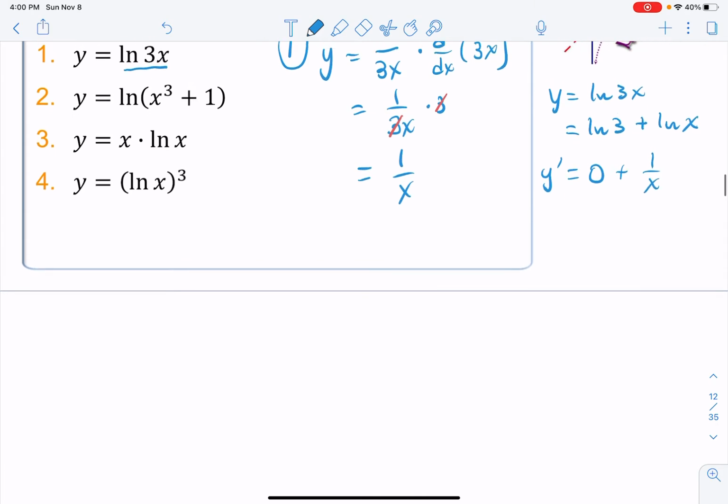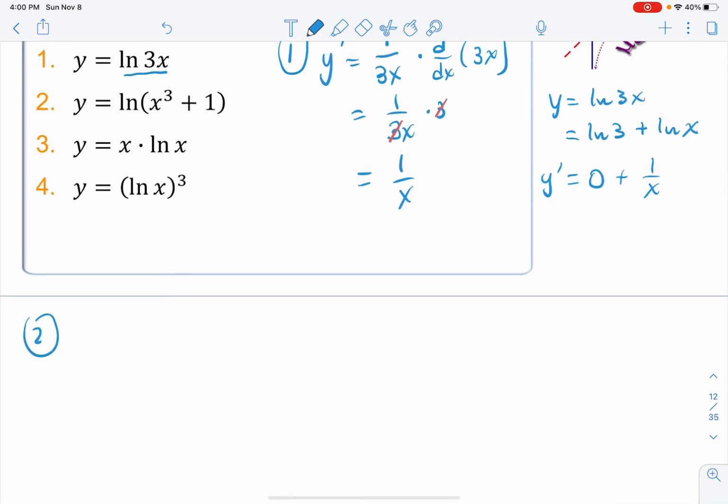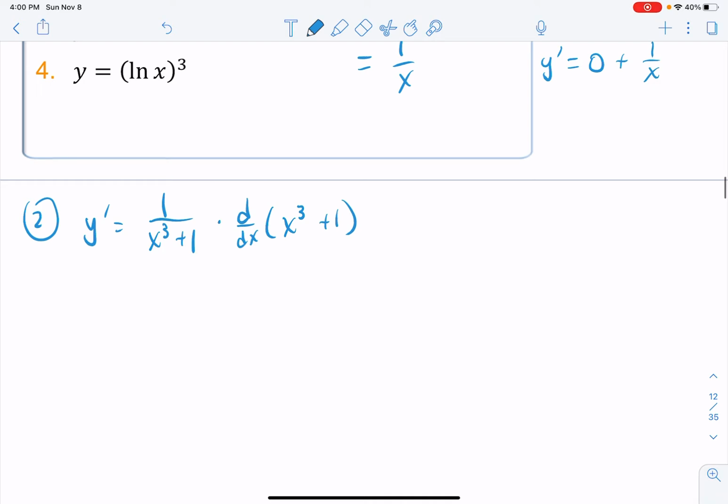All right, let's look at number 2. y is equal to the natural log of x cubed plus 1. Again, a composite function. So y prime is equal to 1 over x cubed plus 1. That part of the natural log derivative is so easy. It's 1 over whatever the interior part is, but then don't forget to multiply it times the derivative of the interior function, the derivative of x cubed plus 1. All right, and the derivative of x cubed plus 1 is just 3x squared. So this should be equal to 3x squared over x cubed plus 1.